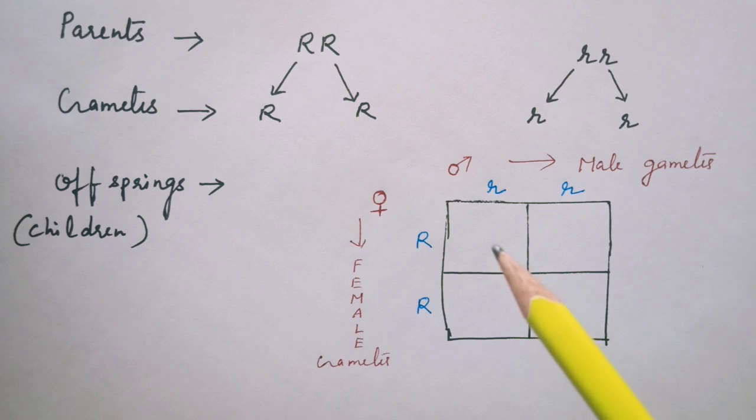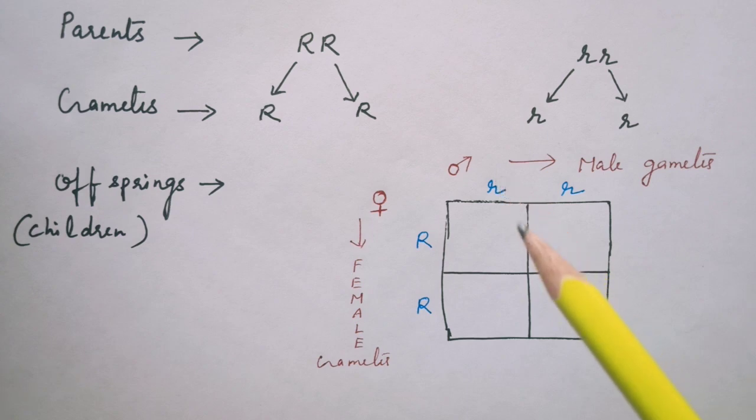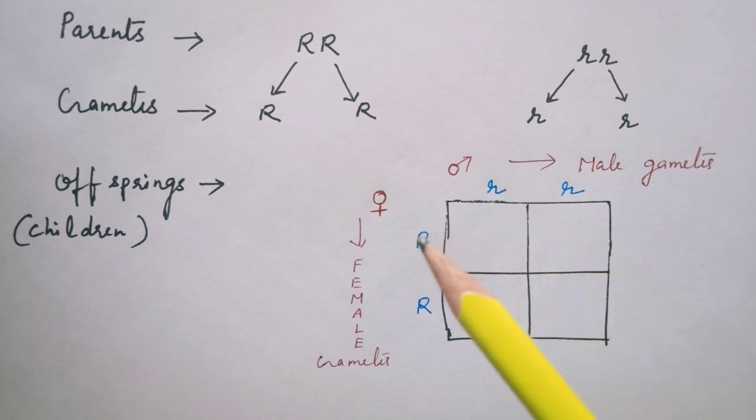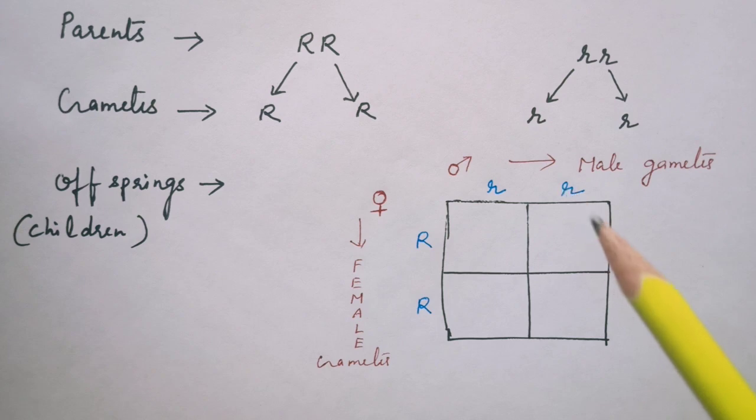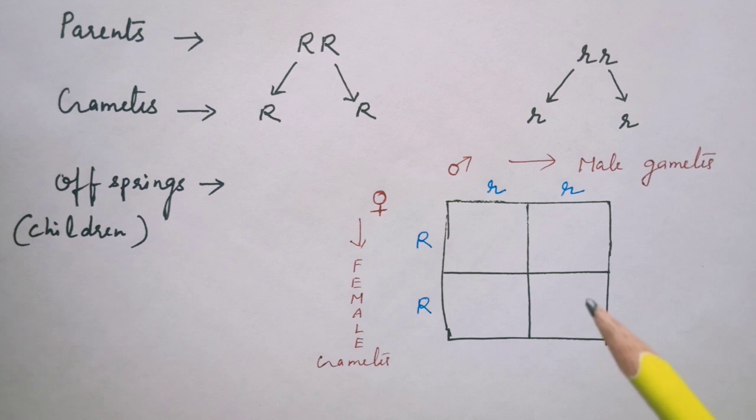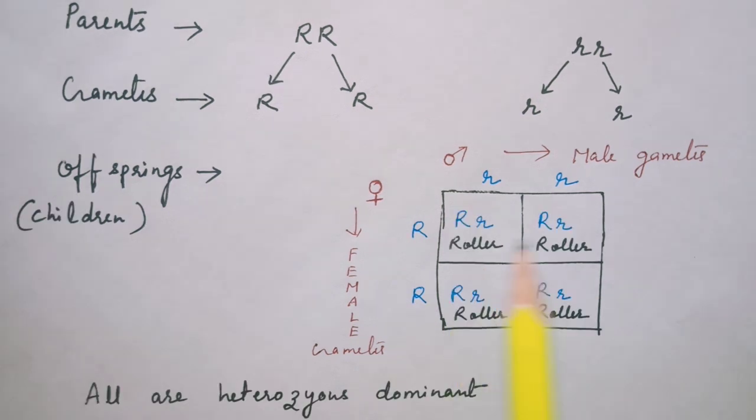While filling the Punnett square, we write one of the female gametes, this will come here, and one of the male gametes, this will come here. And similarly, the female gamete here and the male gamete here. Same thing happens for these 2 boxes also. So let us see what are the final combinations. We see that all the 4 boxes have the same genetic combination. That means all are heterozygous dominant. This also shows that all the 4 can roll their tongues.